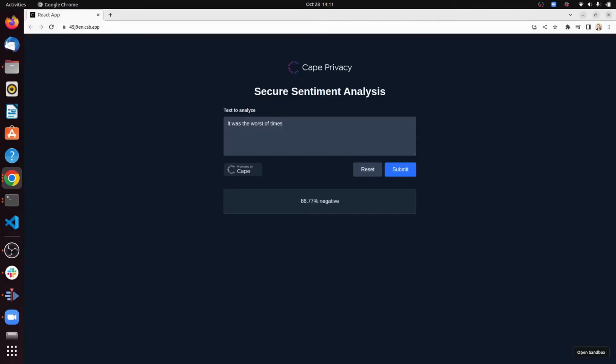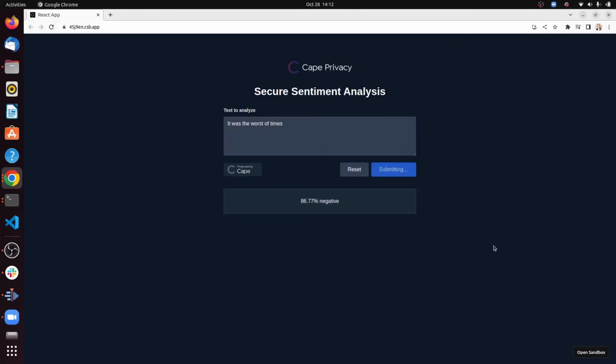Let's take a look at what such an app would look like. As mentioned, Cape's confidential computing tools include the CLI, but also Python and JavaScript SDKs. This demo shows an example of running the sentiment analysis function from JavaScript. So let's test this out.